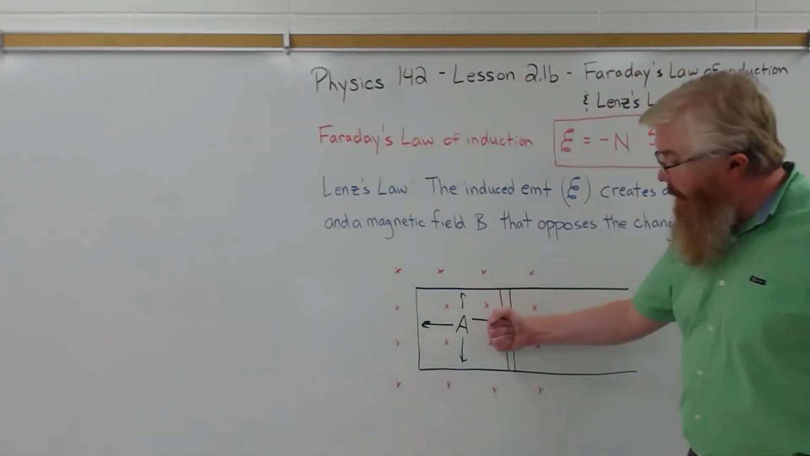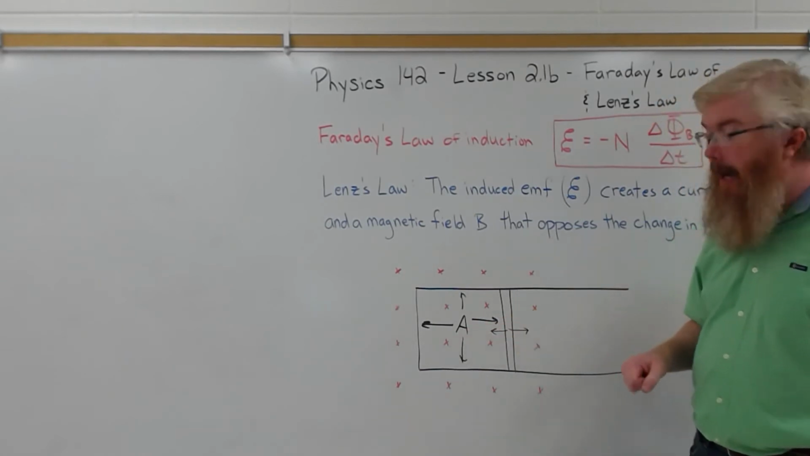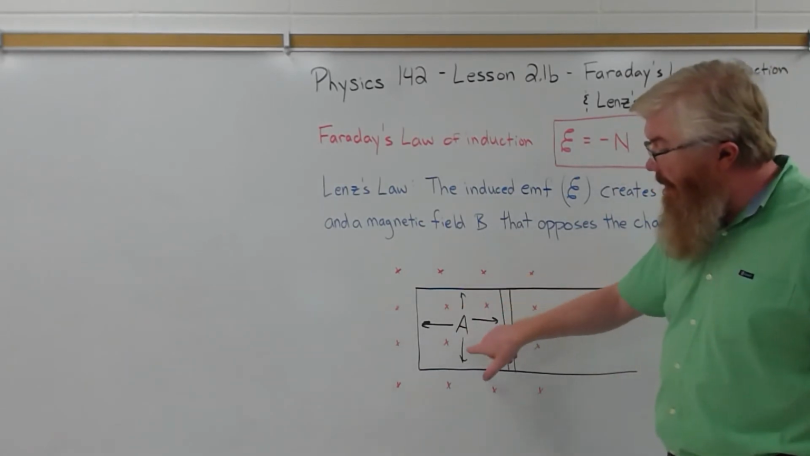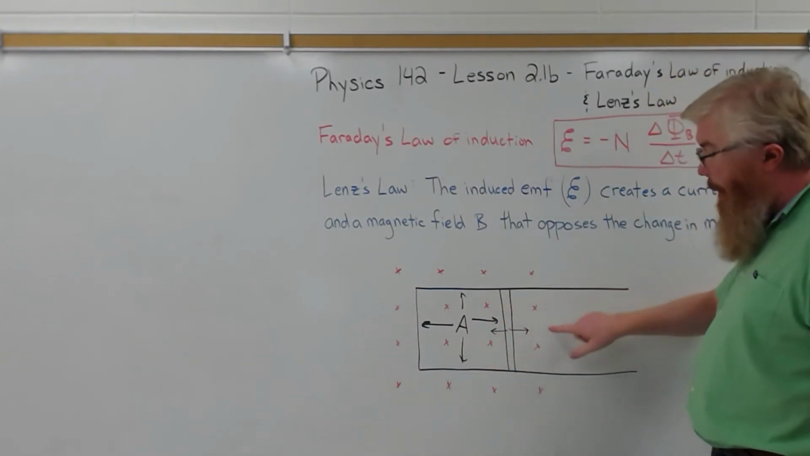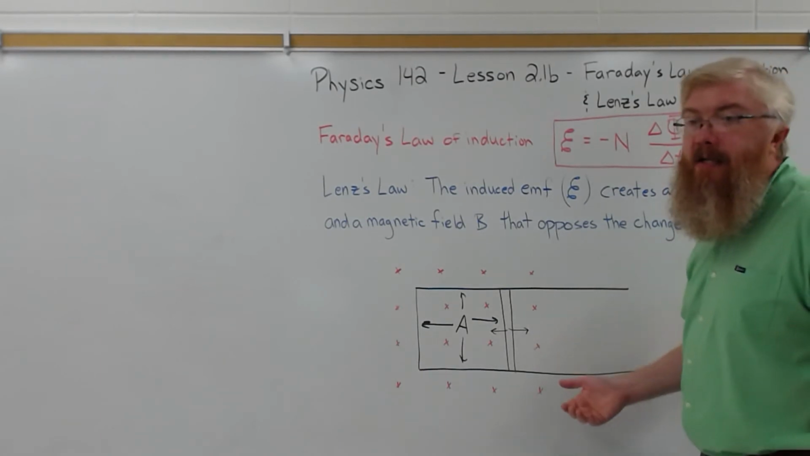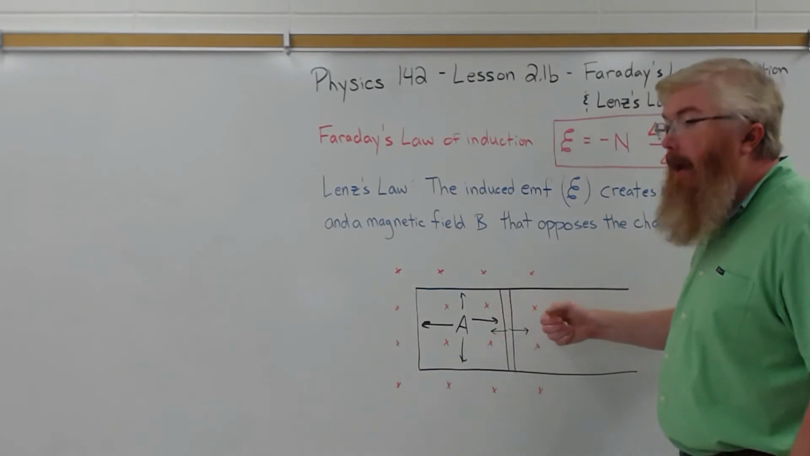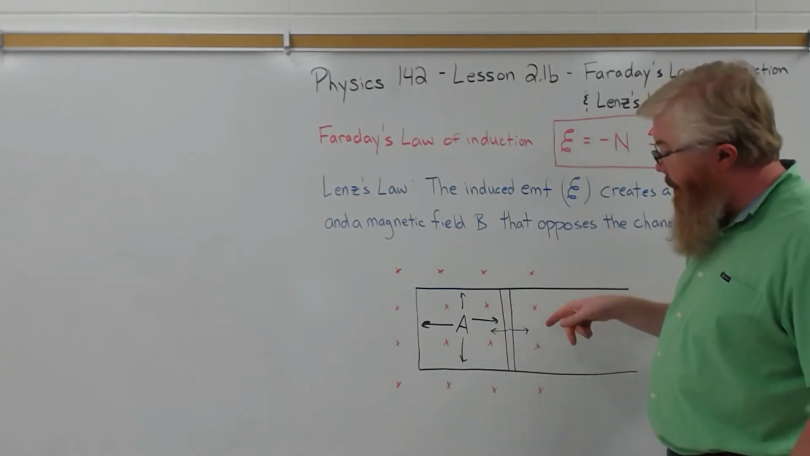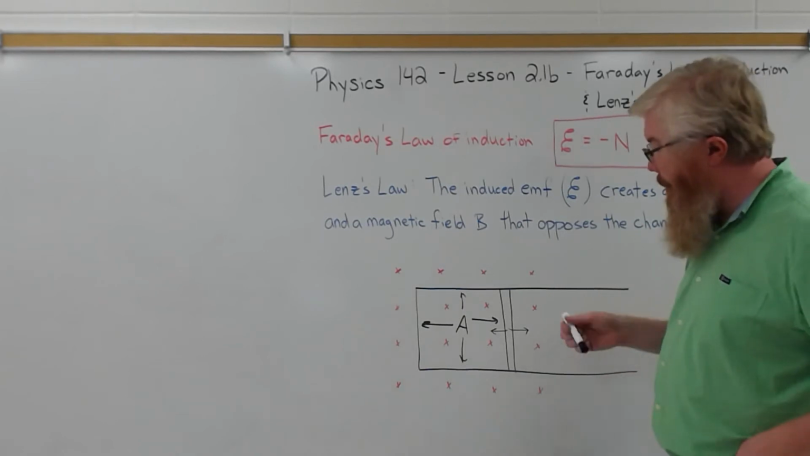If I were to grab this bar and pull it to the right, I'm increasing the area A, and I'm increasing the magnetic flux through area A, right? As I pull this to the right, I bring in more magnetic field lines. Magnetic flux is B times A times the cosine of the angle, right? I'm increasing A, which increases the magnetic flux, because more magnetic field lines go through the area.